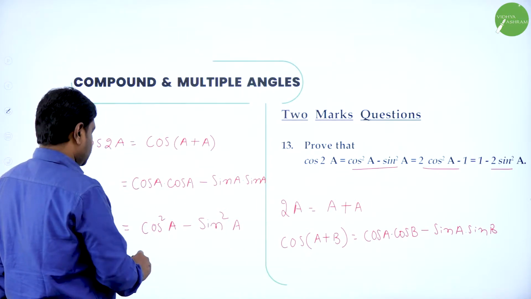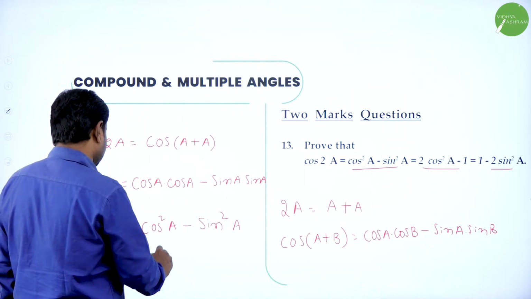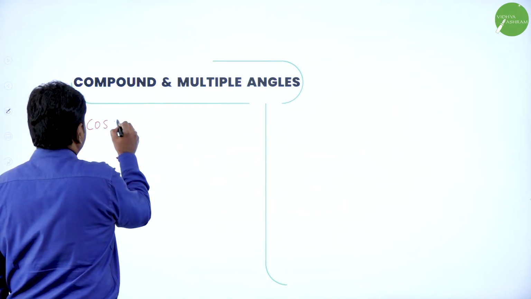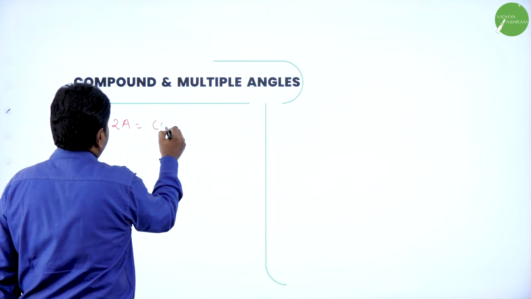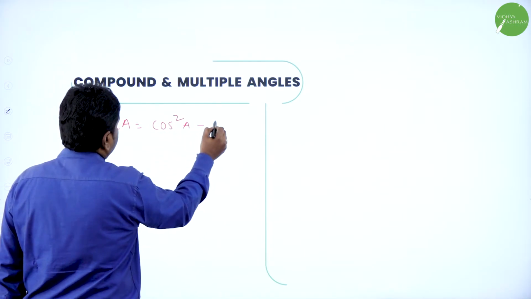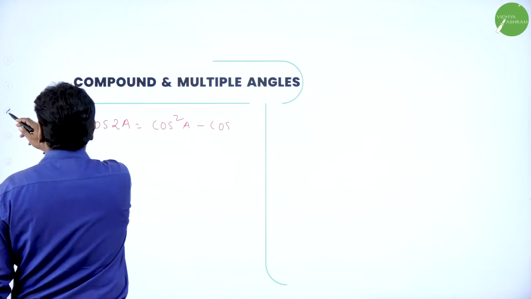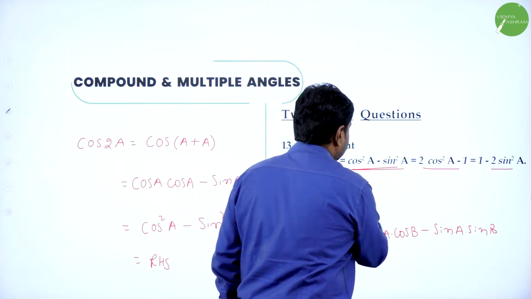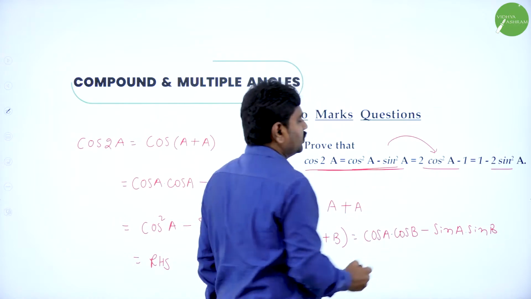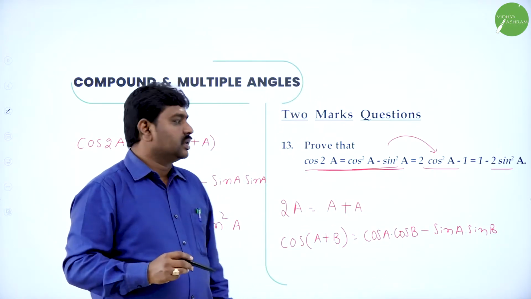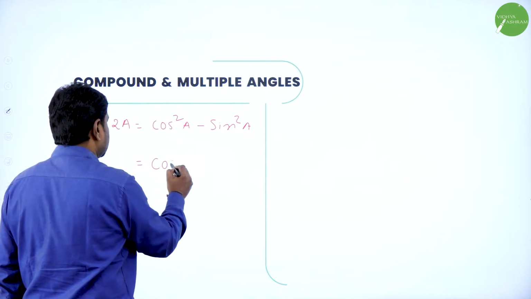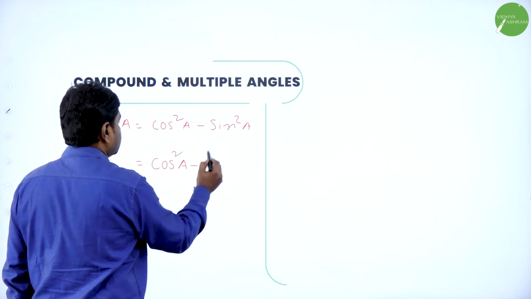So we got it. This is RHS. So now we proved cos 2a value. What is cos 2a? We proved cos square a minus sin square a. So one part we got. We proved till this. Now I need to prove this. So now we need to prove 2 cos square a minus 1. So further continuing, let cos square a be as it is, and minus sin square a.